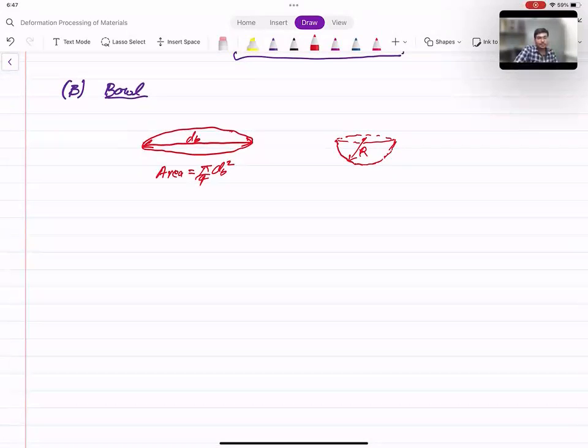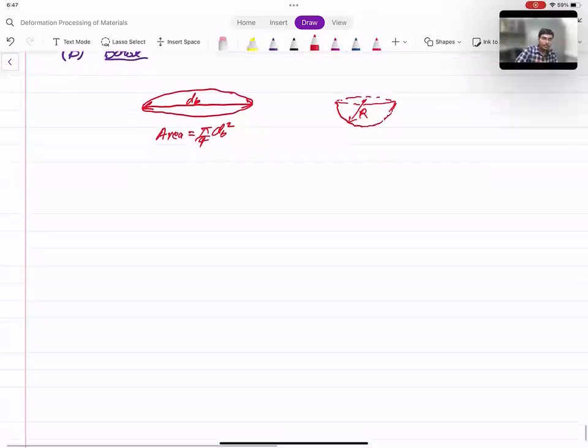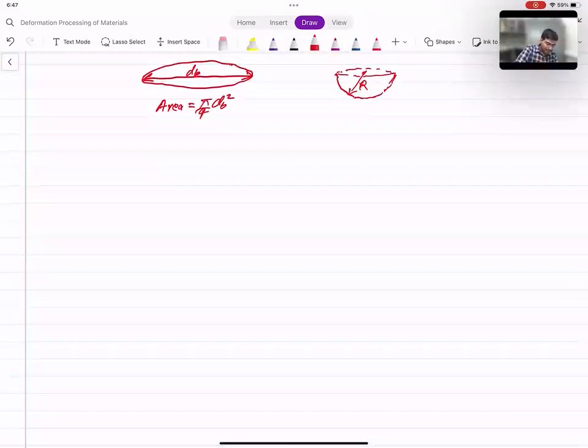So now, how will the areas be related? Here, the area will be the area of this hemisphere, which is nothing but 2 pi r square, because the entire surface area of a sphere is taken as 4 pi r square, and since there is no flat surface over the hemisphere, only the hemispherical shell, the area will be 2 pi capital R square. So if we equate the areas, we get pi by 4 db square equal to 2 pi capital R square.